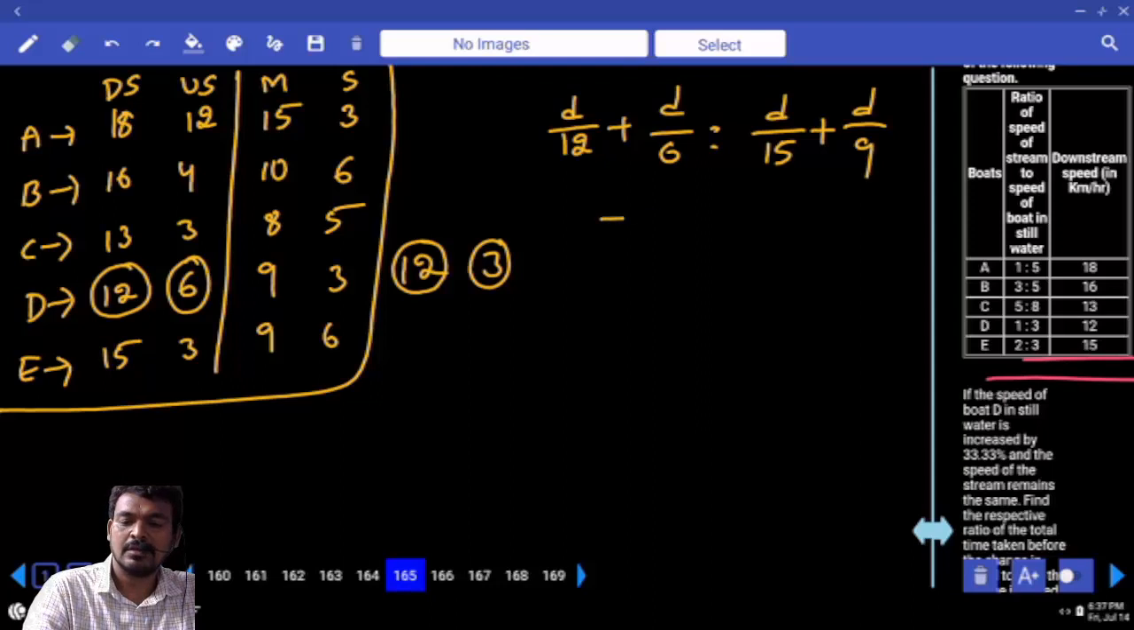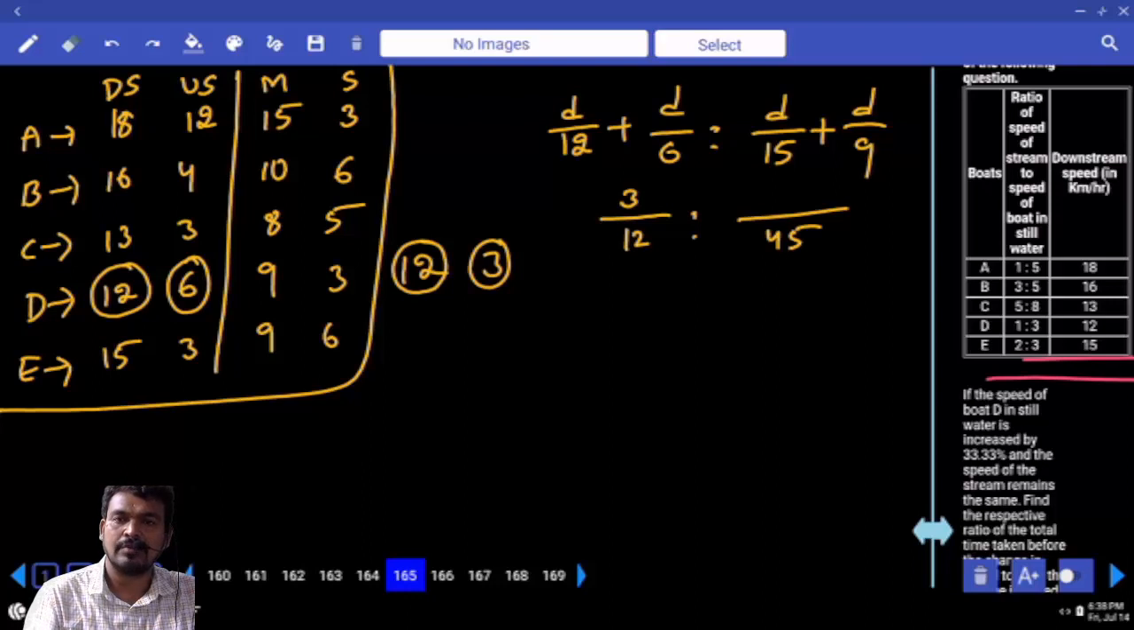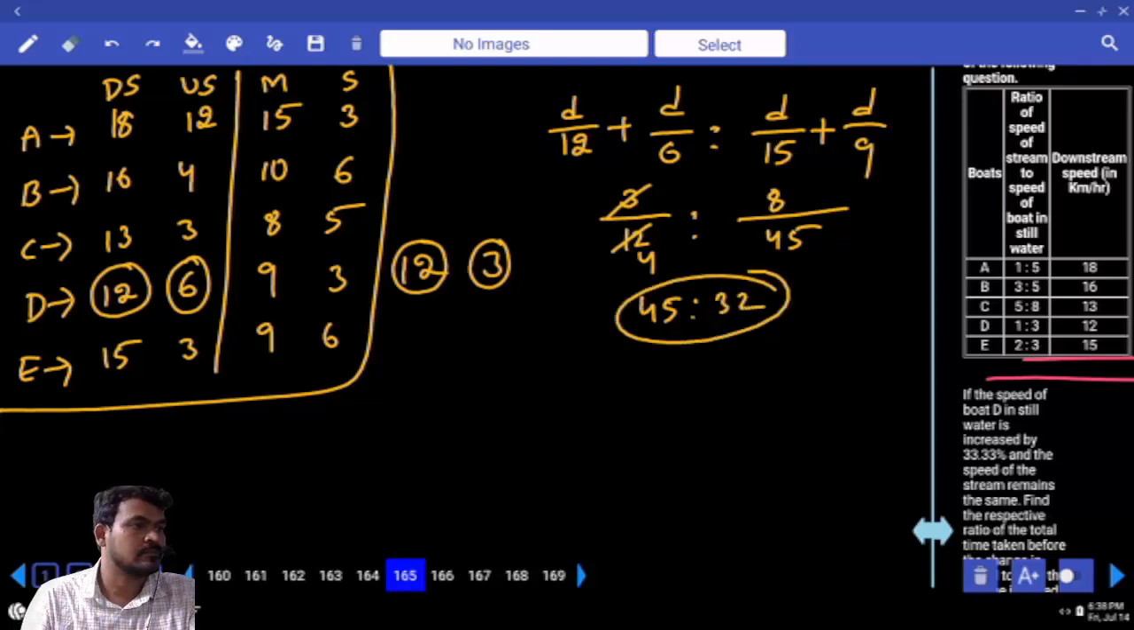Left hand side LCM, 12. 12 how many times? 1. 6 how many times? 2 times. That will be 3 by 12. Then 15 and 9 LCM 45. 15 3 times, 9 5 times. Total it is 8 times. Okay. And here 3 how many times? 4 times. 4 8s are 32. It will be 45 is to 32, because the distance D is cancelled.